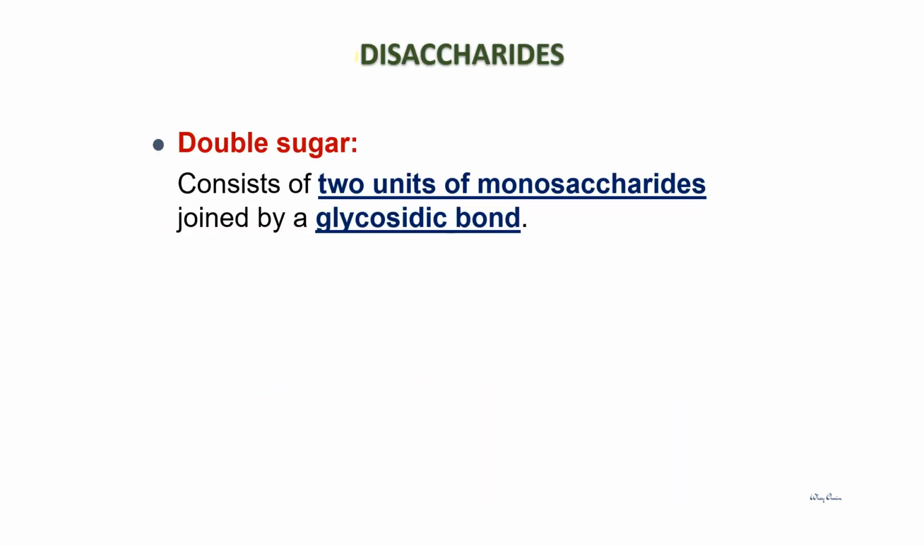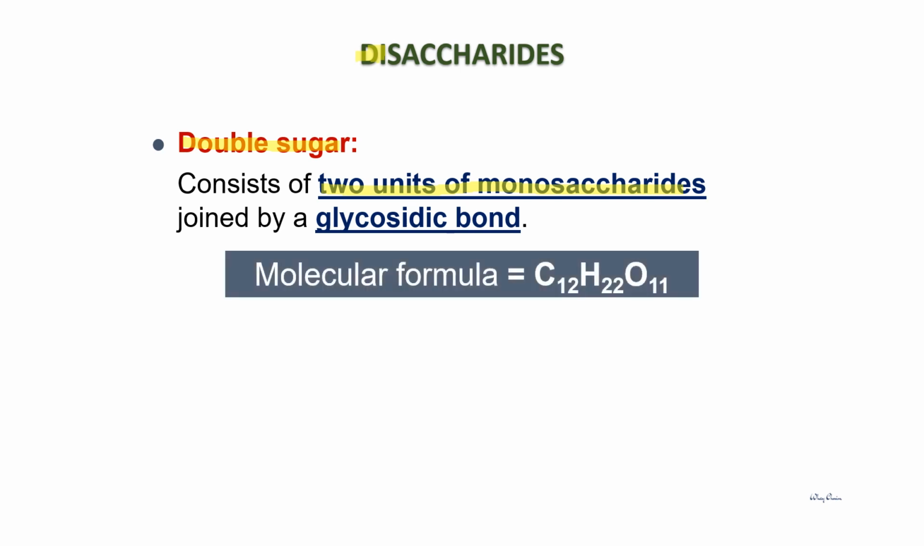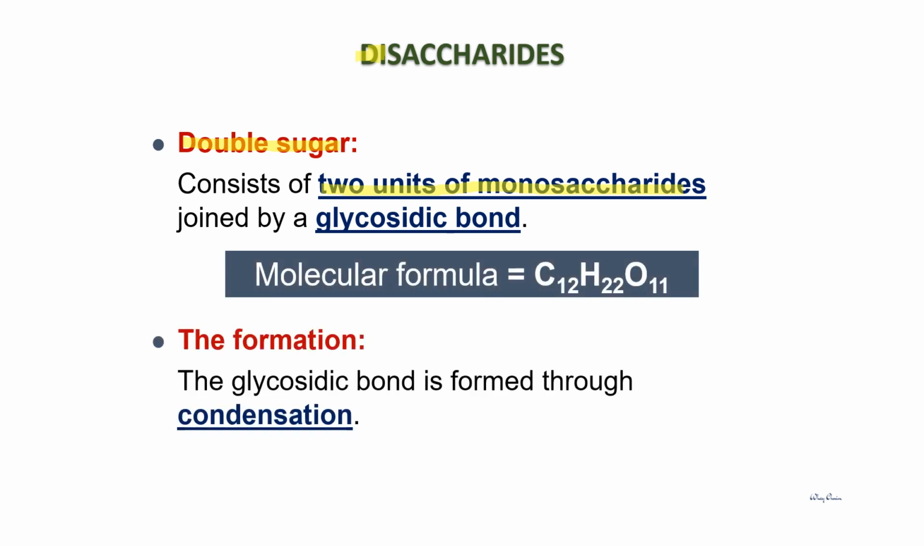Disaccharide is the term that starts with di, meaning two. This is why they are also known as double sugar, because they consist of two units of monosaccharides that join by a glycosidic bond through the process of condensation, which means a water molecule is removed. And this is why they give us the formula C12H22O11.